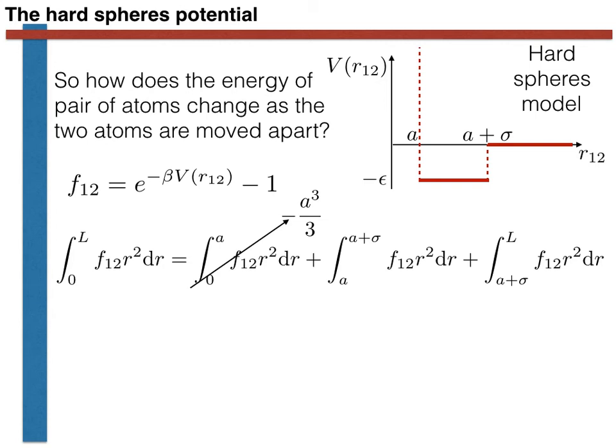When v is equal to 0 for all values of r greater than a plus sigma, f12 is equal to 0, as e to the 0 is 1. The final integral is thus equal to 0.